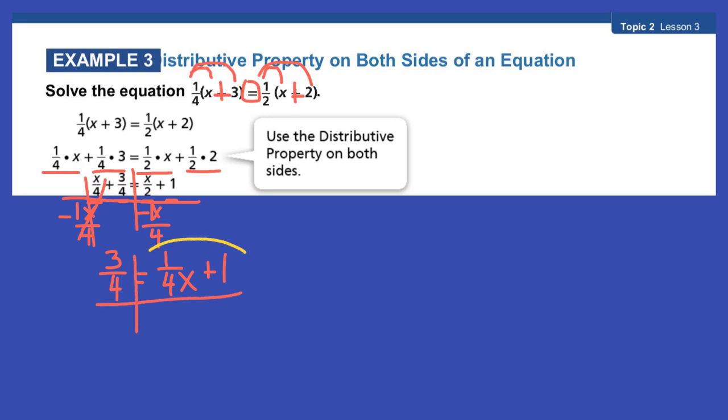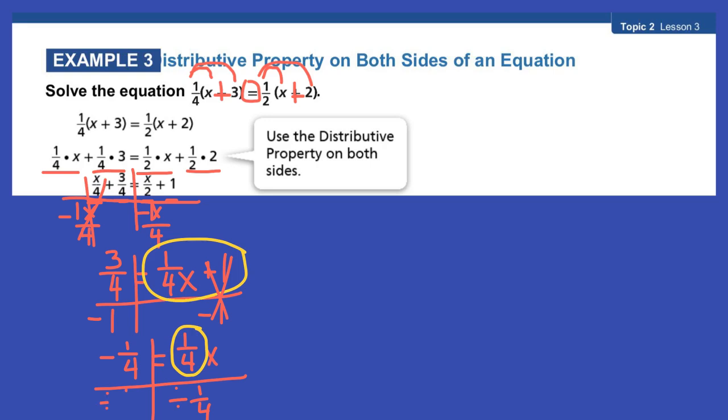We're going to look on the side that has the variable, and I am looking for the constant to eliminate. So I'm going to subtract 1 from both sides. 3/4 minus 1 is negative 1/4 on one side, and then I happen to have 1/4 x's on the other. In order to isolate my variable, I have to disconnect it. The opposite of multiplying by 1/4 is dividing by 1/4. I'm left with an x on the left. Negative 1/4 divided by 1/4 is negative 1.